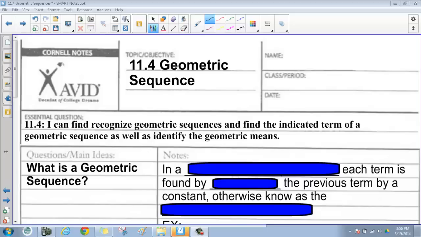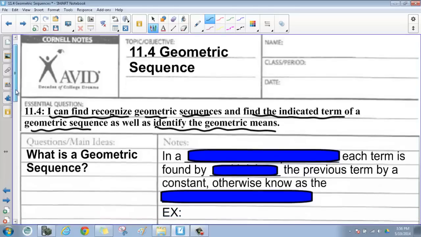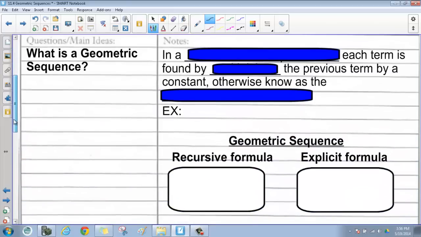Our goal is to be able to find and recognize geometric sequences, find and indicate terms of geometric sequences, as well as identify the geometric mean. Okay? Those are our goals. And let's just start with the first one so I stop rambling so much. What is a geometric sequence?